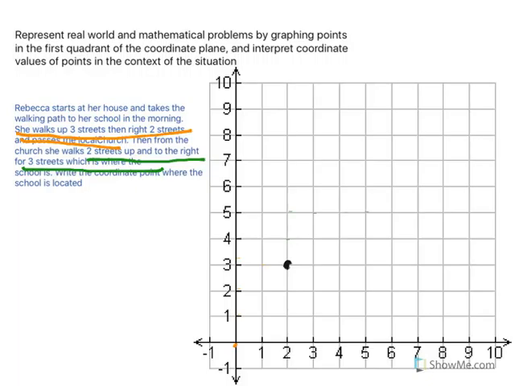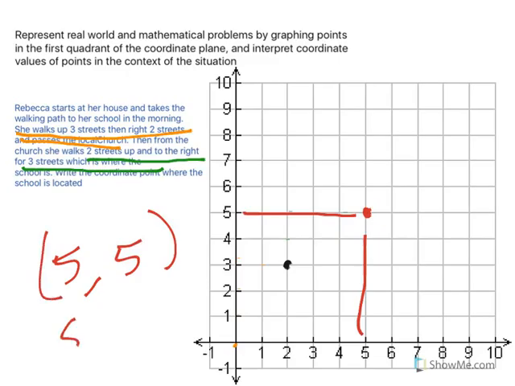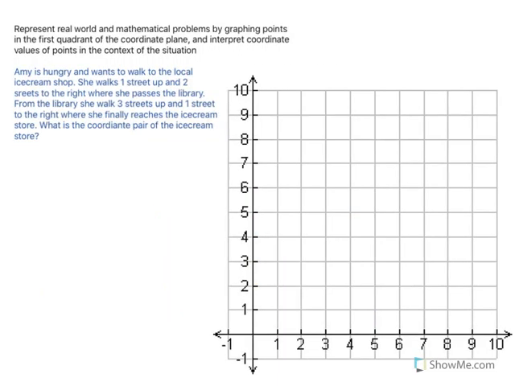So then the final destination of the school is right here, and we can figure out the coordinate points by looking. So we look all the way down, it's at 5 for the x-axis. We look to the side, it's at 5 for the y-axis. So the coordinate of the school is at (5, 5). And that's all there is to it. Let's look at some example problems.